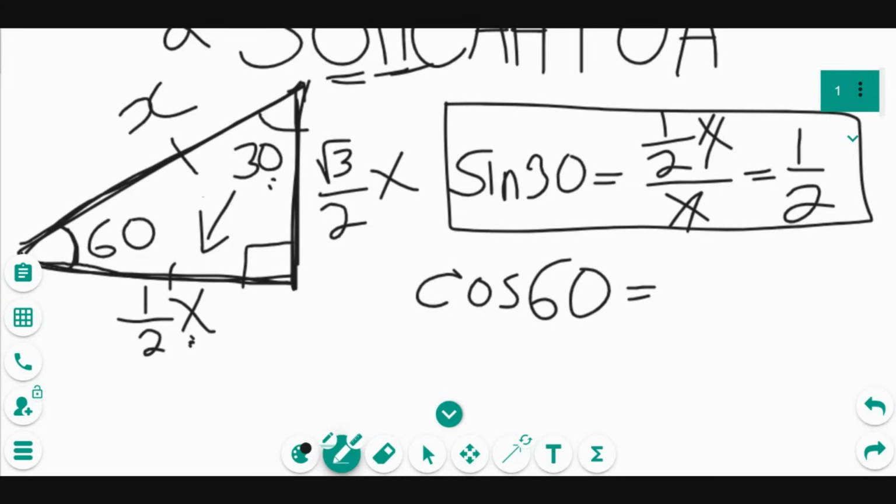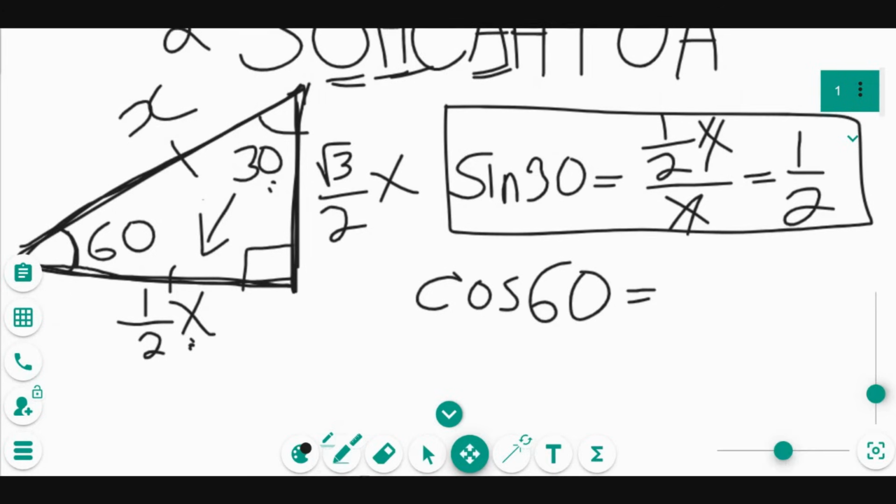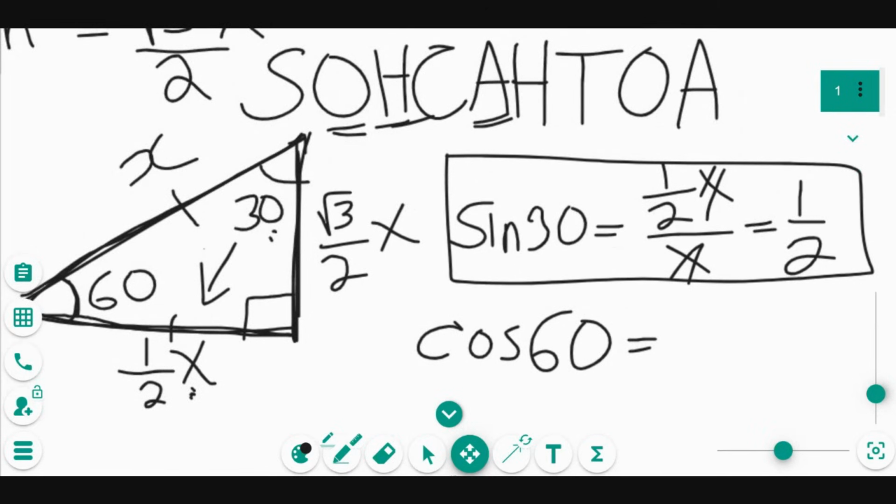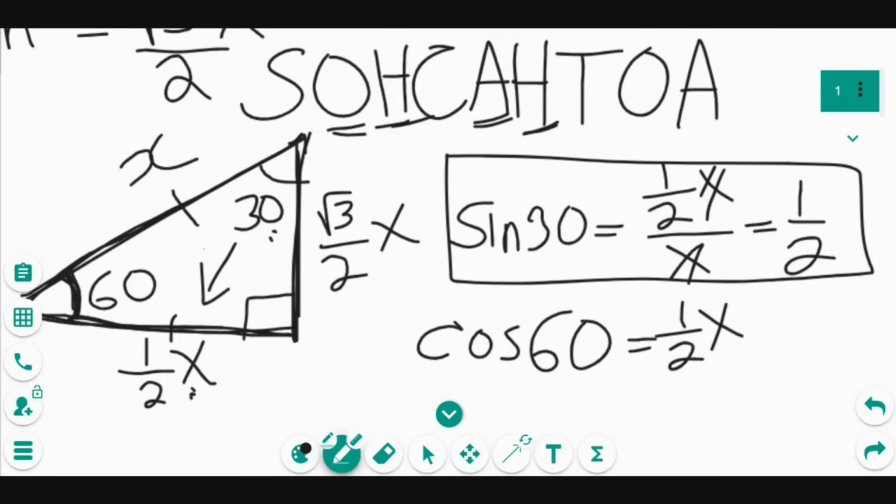The cosine of 60 is basically adjacent over hypotenuse. Remember our car. The adjacent side to this angle of 60 is this half x side. So I have a half of x as my adjacent over the hypotenuse, which is our longest side, and that is also x. And the x is going to cancel out and remain with a half.